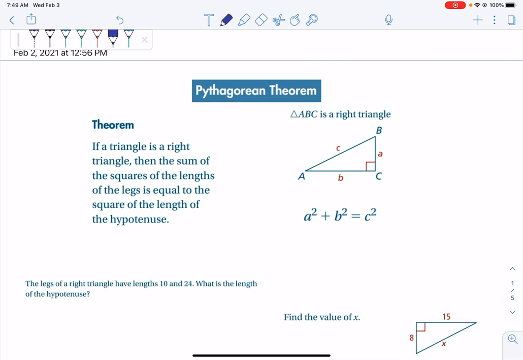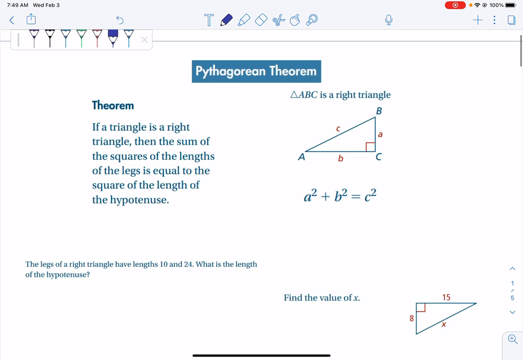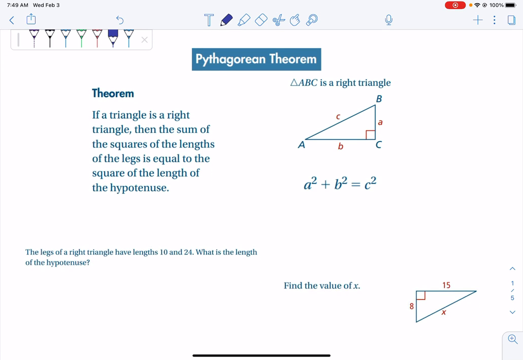All right, guys, so quick review on the Pythagorean Theorem. You're going to be needing this for the rest of the chapters. It's something that a lot of you have seen before, but I just wanted to review it with you really quick. So when you have a right triangle, now this only works when you have a right triangle. We label it like you see right here on the right.